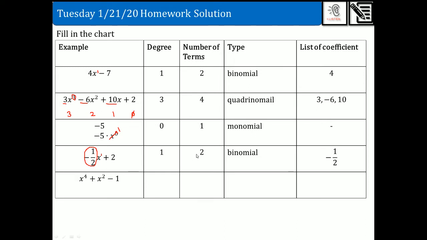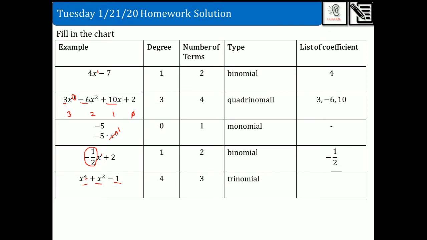Good? Okay. Next, we have x to the 4th power plus x squared minus 1. What is the degree? We look at the highest power, which would be this one. So it would be 4. The number of terms. So 1, 2, 3. 3 terms is called a trinomial.